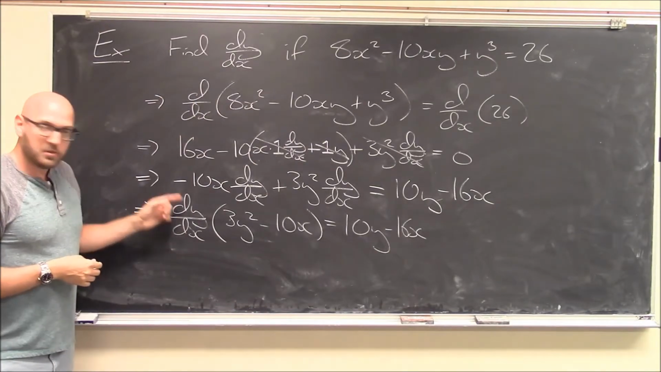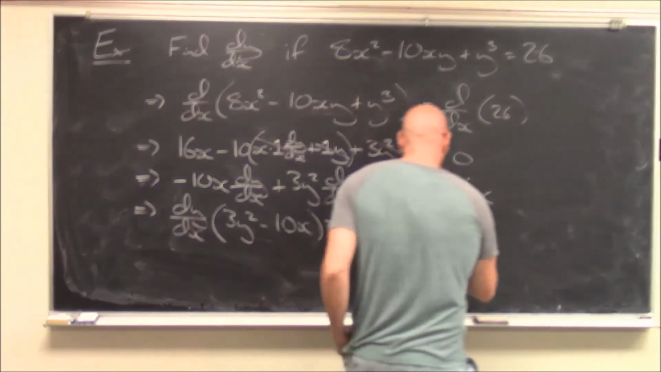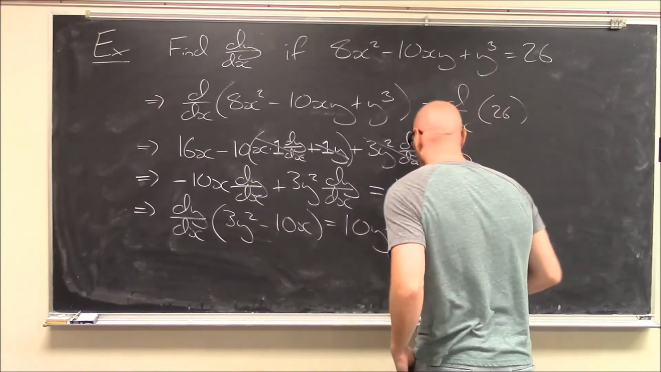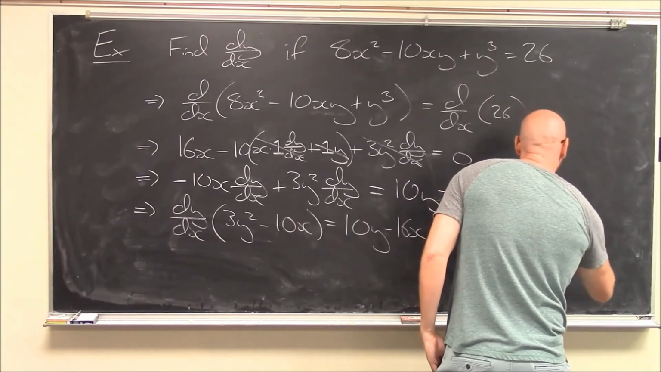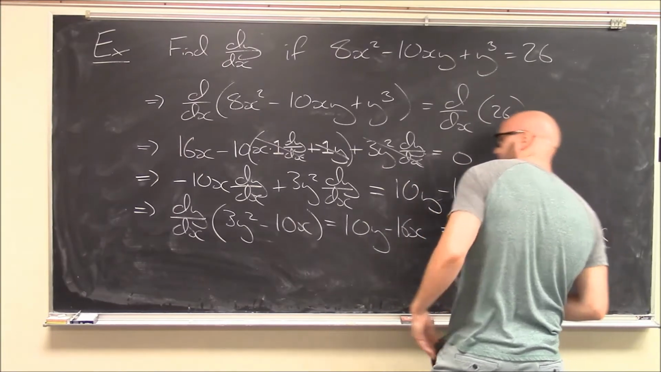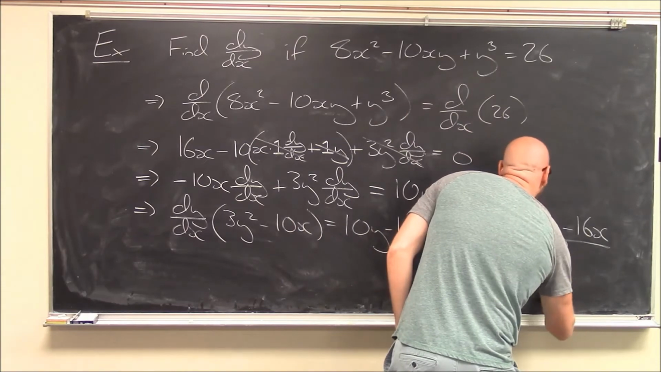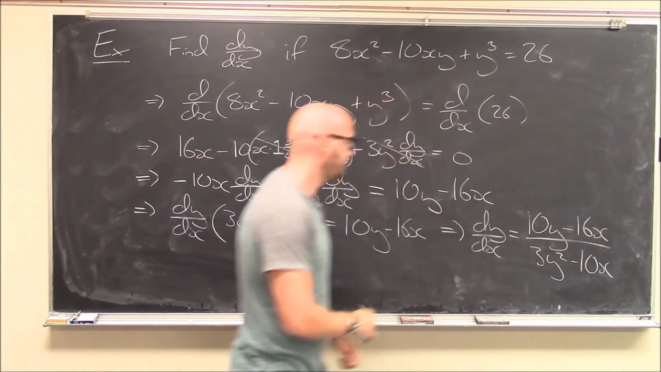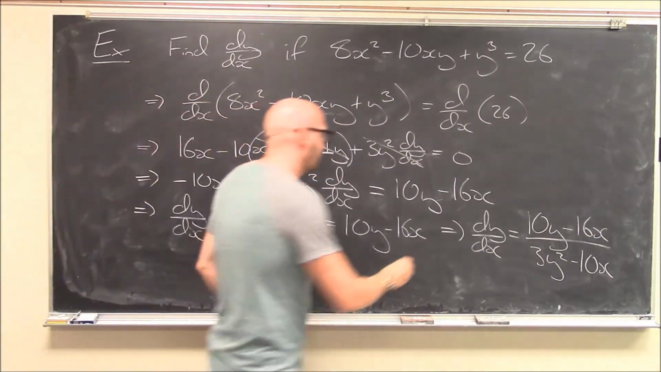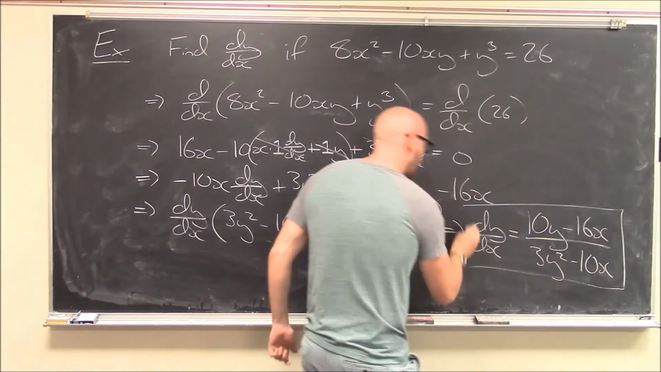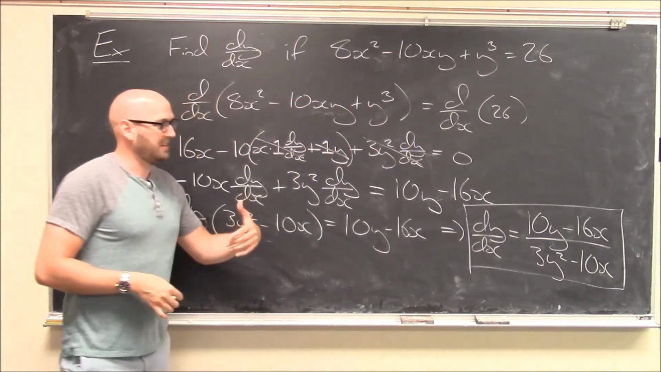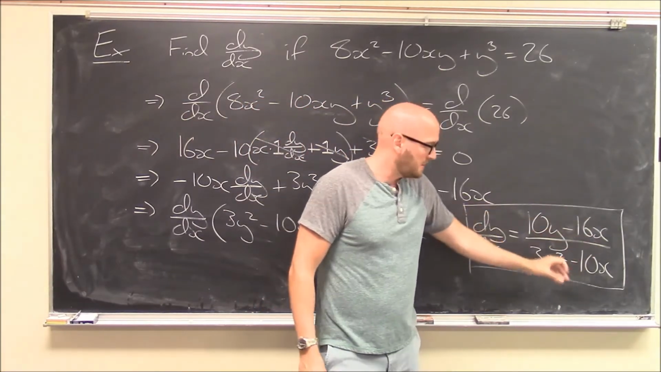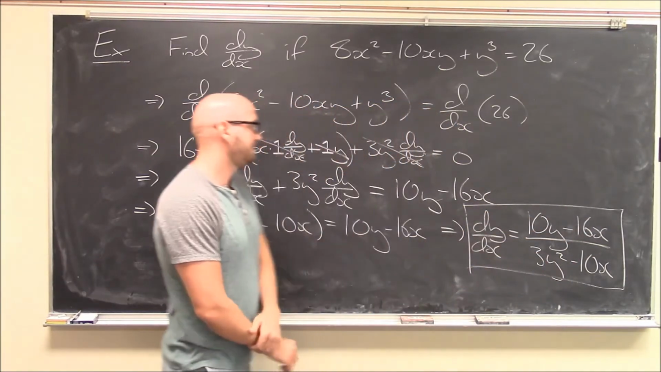And last but not least, all I have to do is divide. So divide both sides to get dy over dx is equal to 10y minus 16x over 3y squared minus 10x. And there is our answer. Again, unfortunately, it's given sort of as a function of x and y, but remember y is really a function of x, so it is still just a function of x, but I do have y's mixed in here.